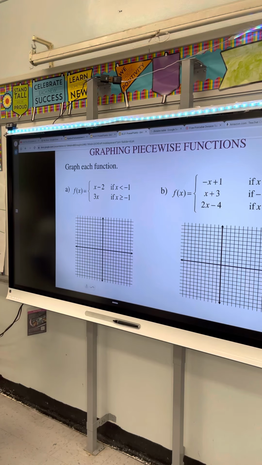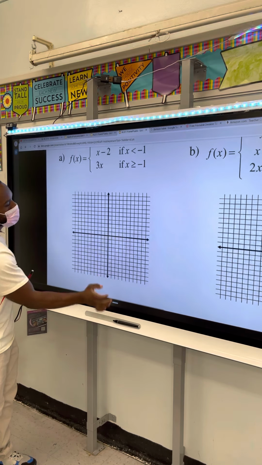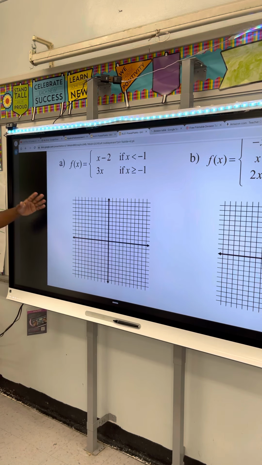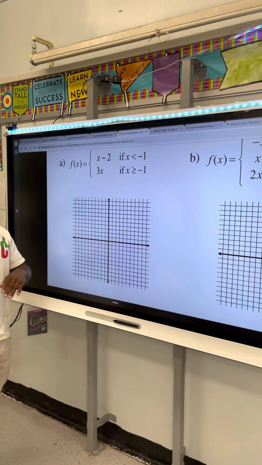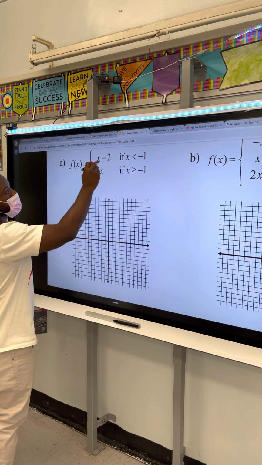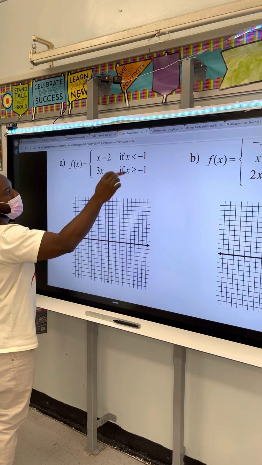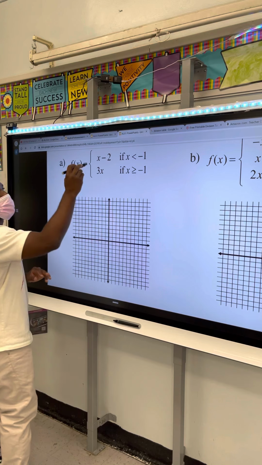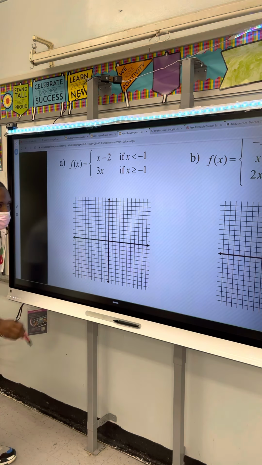Right, so here it says graph each function. So we got f of x is x minus 2 if x is less than -1, and 3x if x is greater than or equal to -1. Right now, we're not worried about this. We're gonna handle this later. We want to make sure we get these two on here. That's the goal.